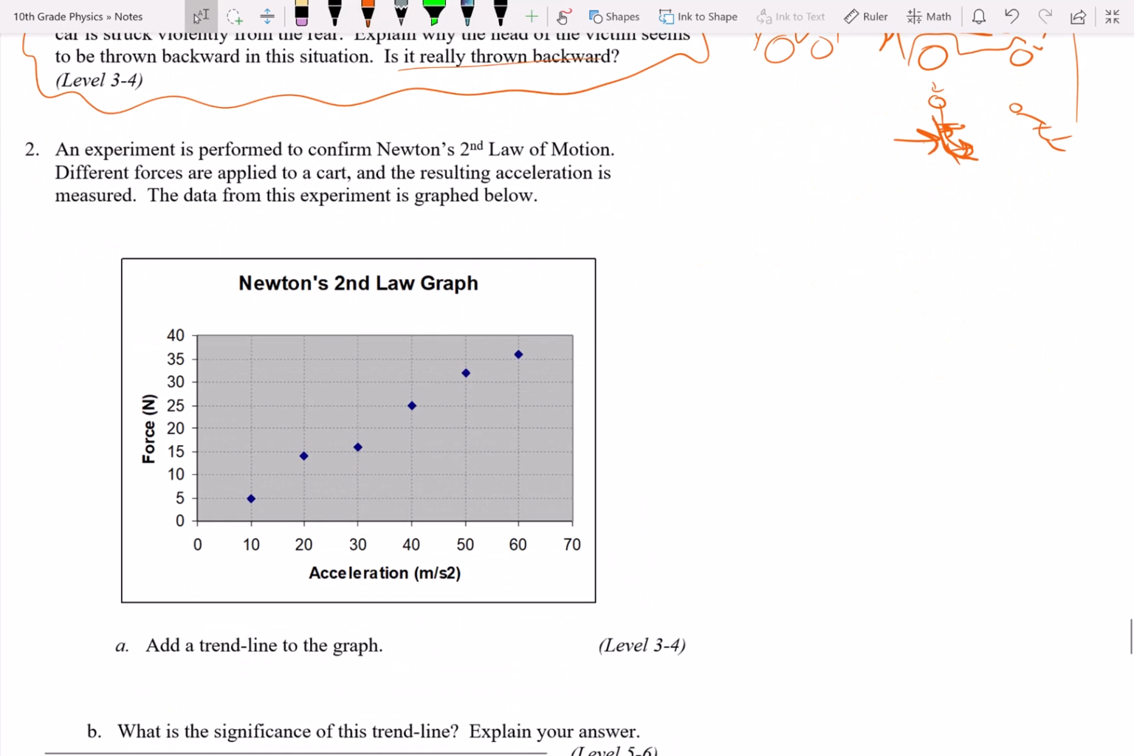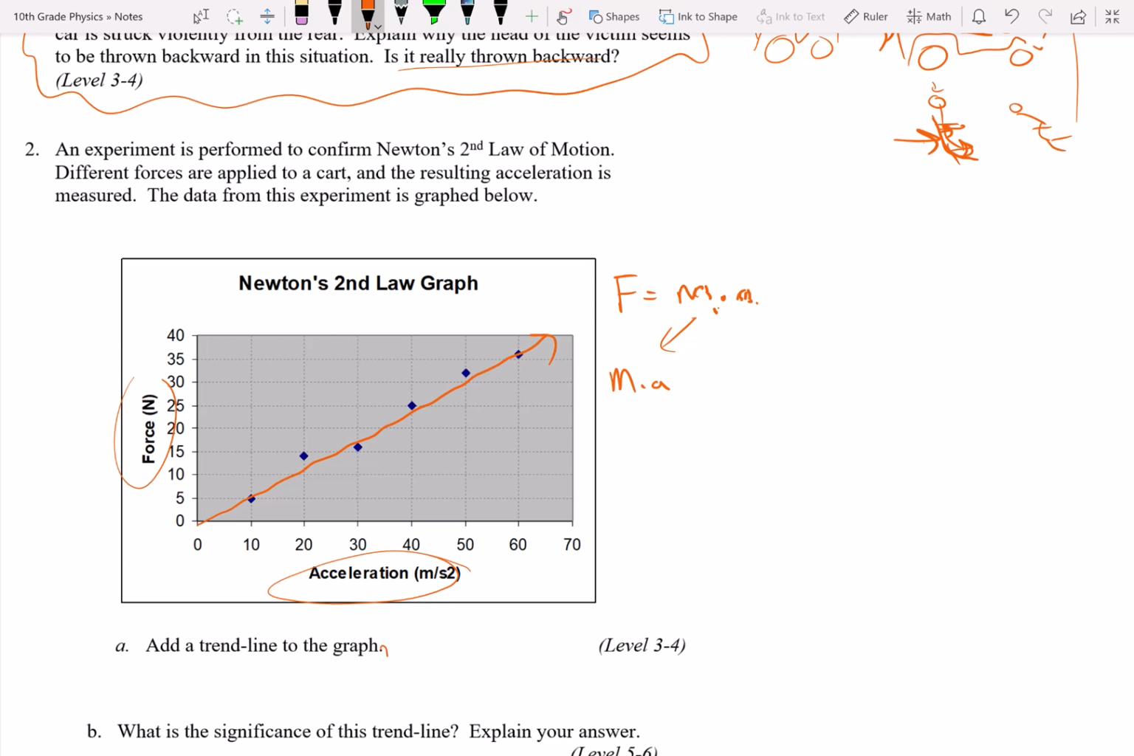Next one is an experiment performed to confirm Newton's second law. Newton's second law is force equals mass times acceleration. Mass times acceleration, there it is. So they're graphing acceleration down here and force here. And it says draw a trend line, so the trend line would just be as close to as many points as possible with about as many above as are below.